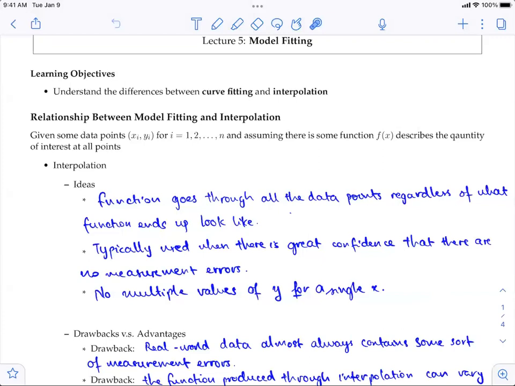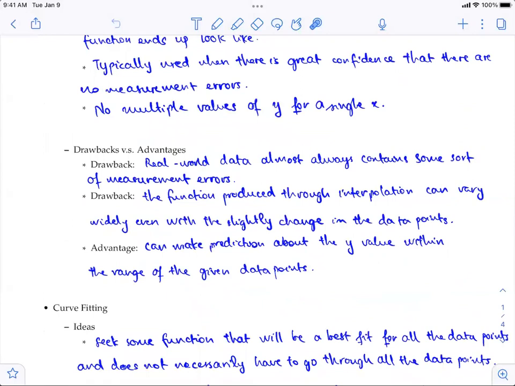So if you have these three ideas together, then it's good that you use interpolation to fit a curve to the data points that you collect. Okay, so there are some drawbacks and also advantages of using interpolation. A drawback is that, of course, real-world data almost always contains some sort of measurement errors. There's no way you can make the correct measurement all the time. So that's the big drawback, right? You have to be aware that there are always measurement errors.